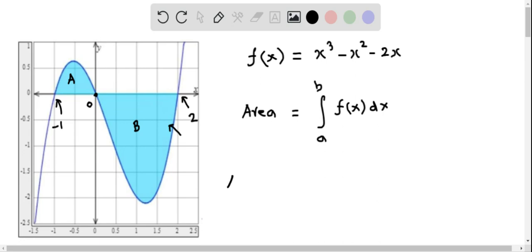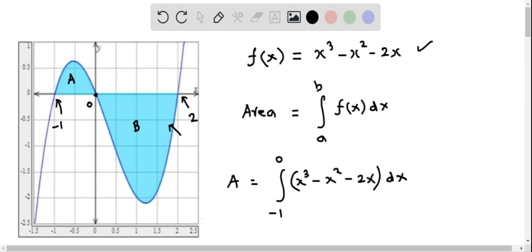So first, I'm going to find the area of the shaded region A. So let's say this area is A, and this equals, we will put this definite integral. This is from x equal to -1 to the upper limit 0, and we have to replace f of x as given over here. So let me replace f of x, which is x cubed minus x squared minus 2x times dx.